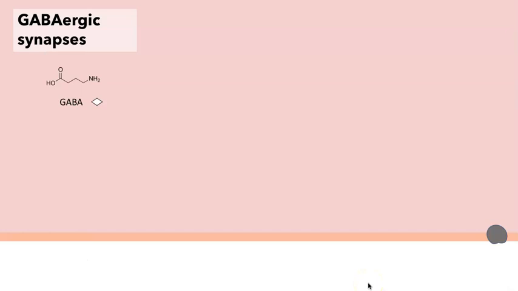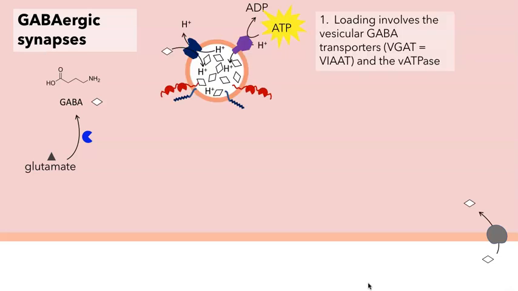Well, here's the structure of GABA. It's another small molecule, and it may look similar to glutamate to you. This is real. Cells synthesize GABA at the axon terminal using an enzyme that takes glutamate and converts it into GABA. The GABA is then loaded into vesicles in a process that's going to involve the GABA vesicular transporter, also called the VGAT or the VIAAT for the vesicular inhibitory amino acid transporter. And this process will require the presence of the ATPase pump.